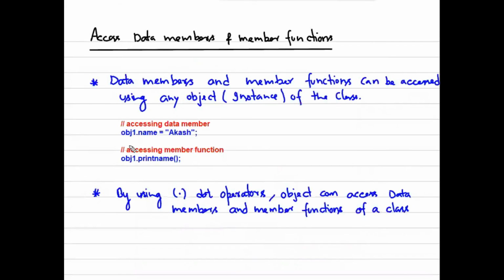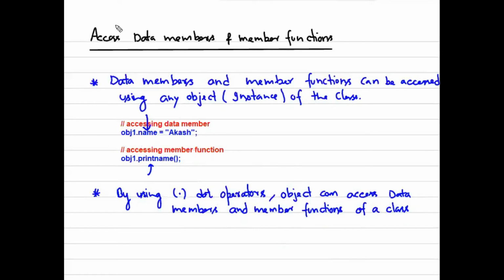I have written a few definitions, so let's read them one by one. Data members and member functions can be accessed using any object, or instance, of the class. In the previous example, if you remember, we wrote code in which we accessed this data member and this member function by using the object and this dot operator. By using the dot operator, an object can access the data members and member functions of the class.